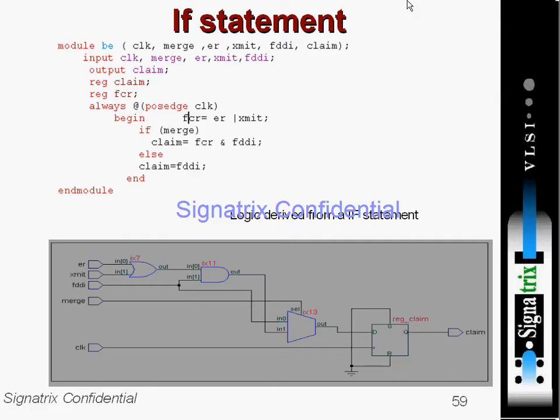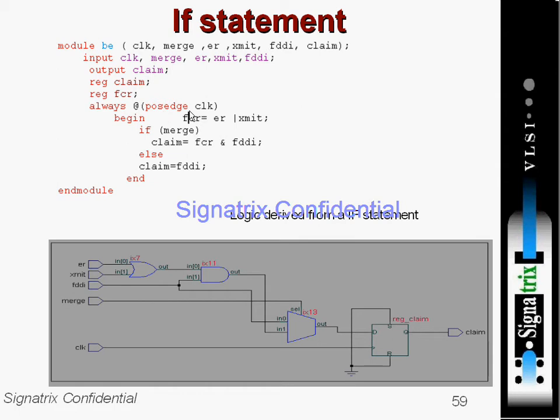You would be explaining in detail about the if statement. In this RTL we will see about the if statement. As we can see here, the inputs are clock, merge, FCR, transmit, and FDDI, and the output is claim. And the output claim is a registered value. So in the if statement, generally what we will have is a multiplexer.